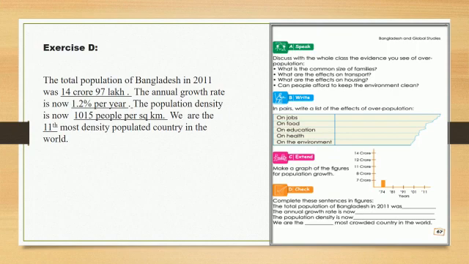Here, the total population of Bangladesh in 2011 was 14 crore 97 lakh. The annual growth rate is now 1.2% per year. The population density is now 1015 people per square kilometer. We are the 11th most densely populated country in the world.